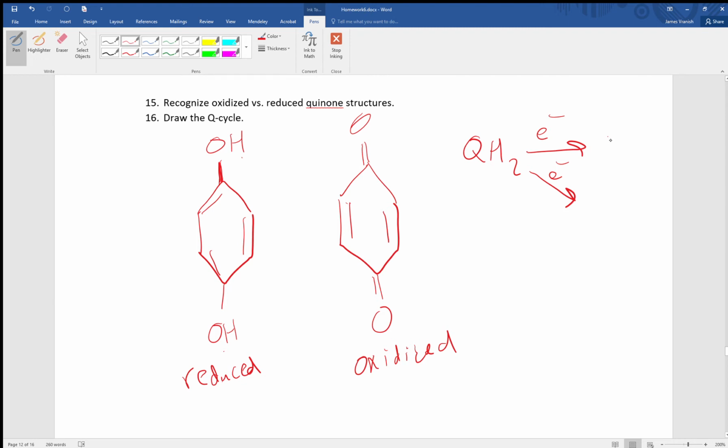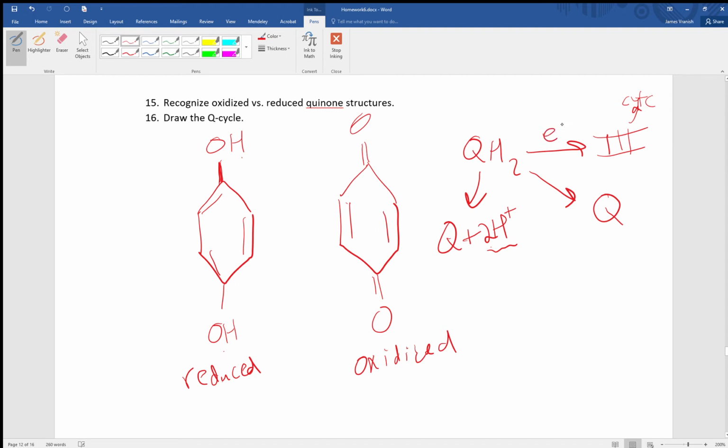Now, one of these electrons will be donated through complex 3 to cytochrome C, and then on to complex 4. But the other electron will be donated to a second binding site for Q. When this electron donation happens, the initial QH2 falls out and becomes Q plus 2 protons. These protons then contribute to the proton gradient.